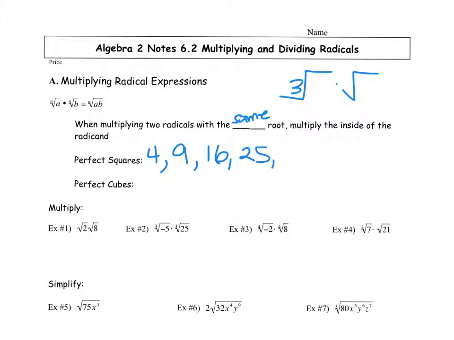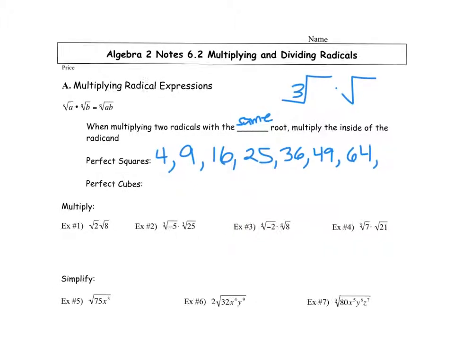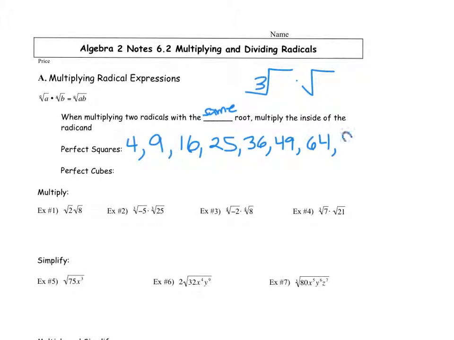25, 36, 49, 64. What's next? 81, 100, 121, 144. Okay, so you get the idea. We don't usually go up any higher than that. But we're going to need that when we're simplifying the square root of 75. It's going to have a perfect square in there. We need to figure out which one. So it's nice to have a list.